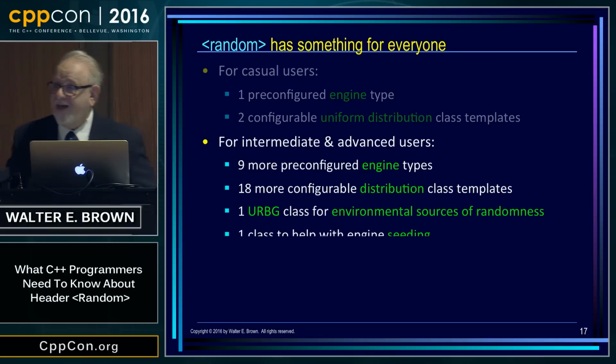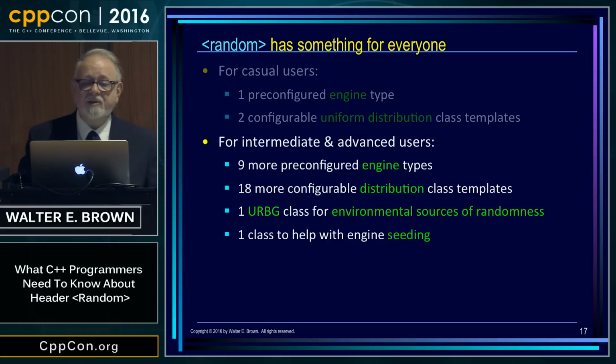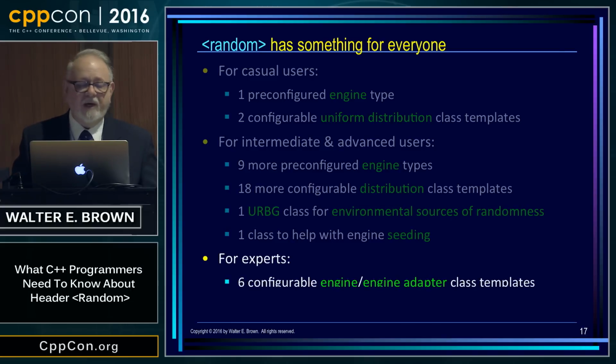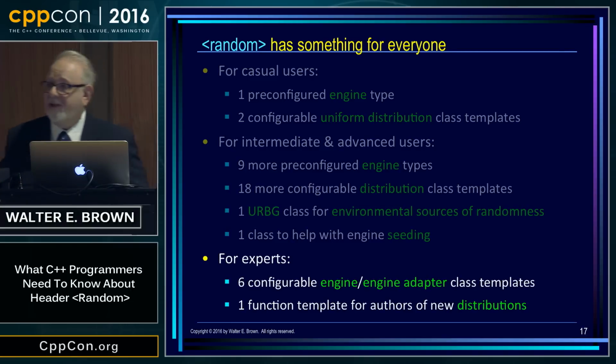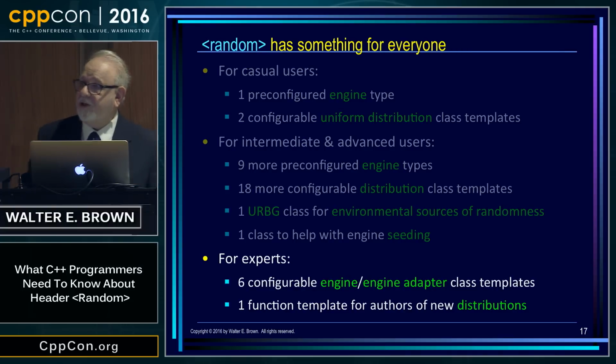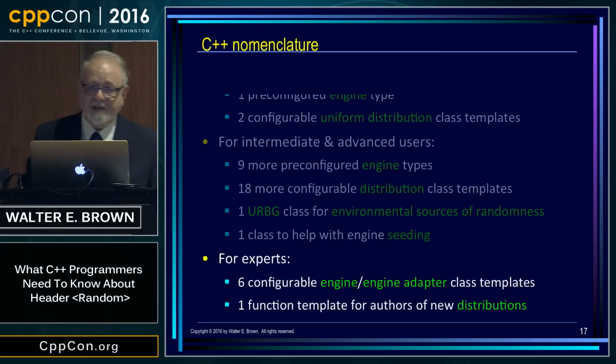But for intermediate and advanced users, we have 9 more engine types, 18 more distribution templates. There's a class in case you have access to some environmental source of randomness. We'll discuss that briefly. There's a class that was supposed to help you with engine seeding. And for true experts, we have some class templates if you want to play with the template parameters. And there's actually even a function template to help authors of new distributions, in case that's your thing. So there's something there for just about everybody on the programming spectrum.